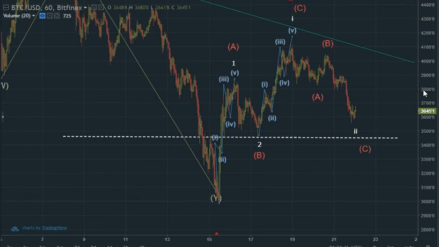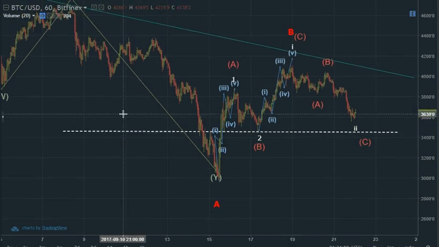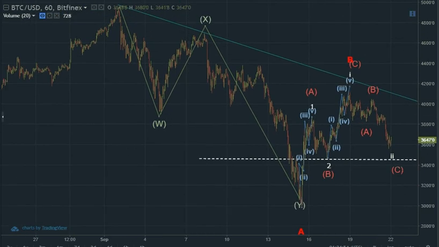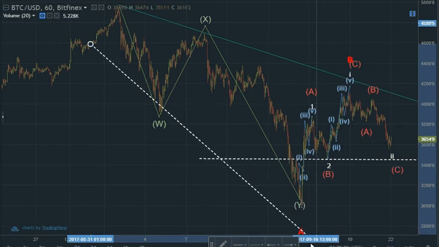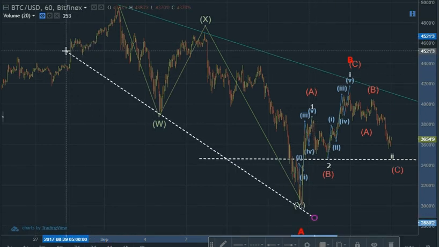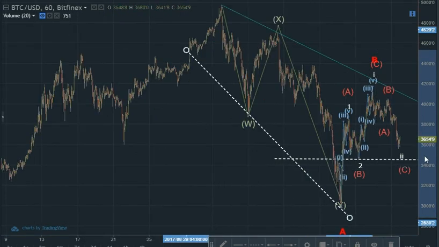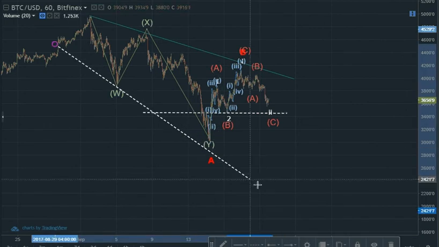And the pattern that I find most disturbing is this broadening pattern that I've been consistently drawing out. Like this.